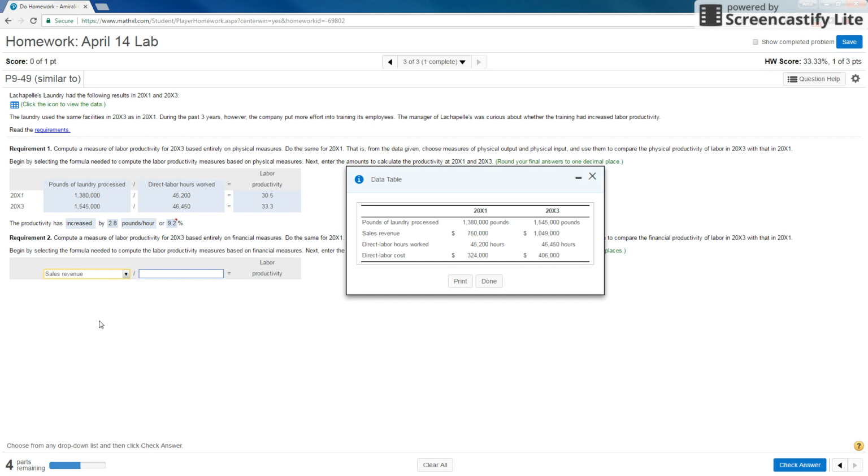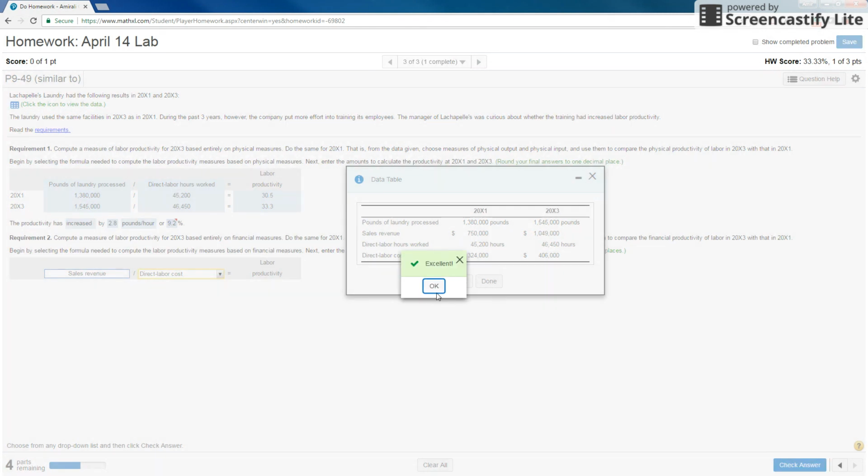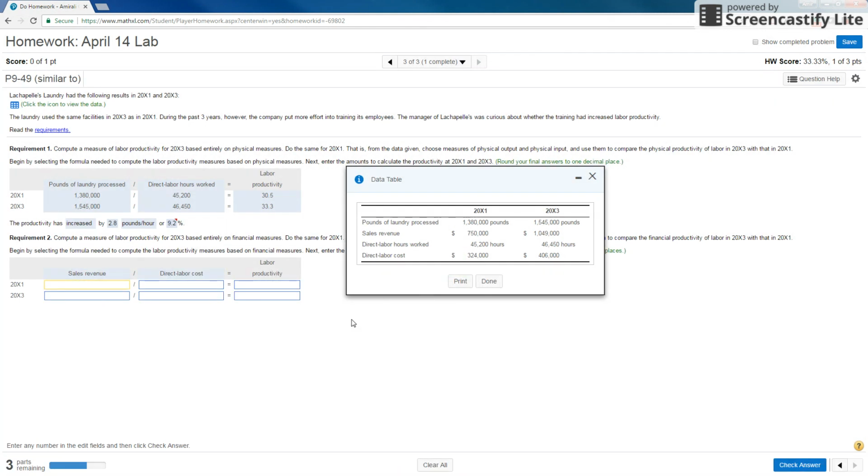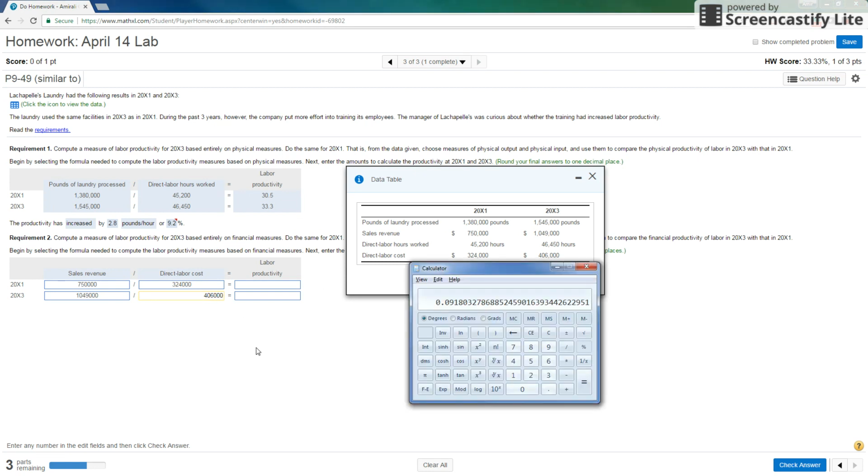So the second one is financial measures. The financial measures are sales revenue divided by the cost. Now you have the sales revenue from 2011, $750,000 divided by cost, 324,000, and for 2013, 1,049,000 divided by 406,000 hours. If you calculate that, 2.31. It says 2 decimal points, so this is 2.31.